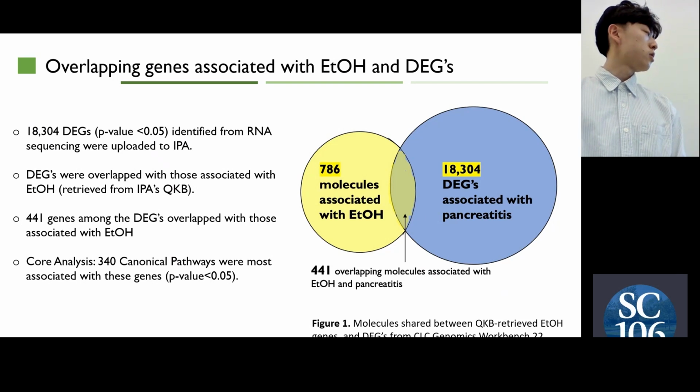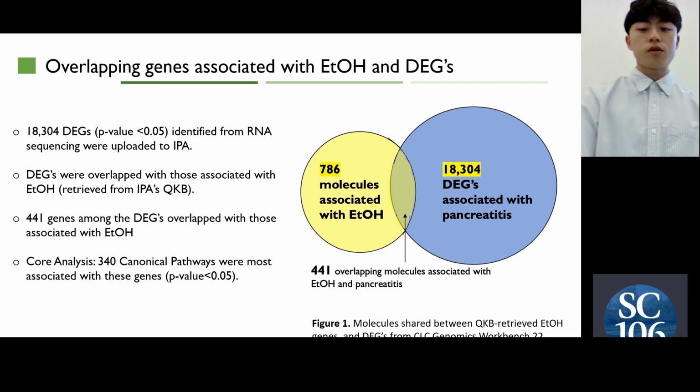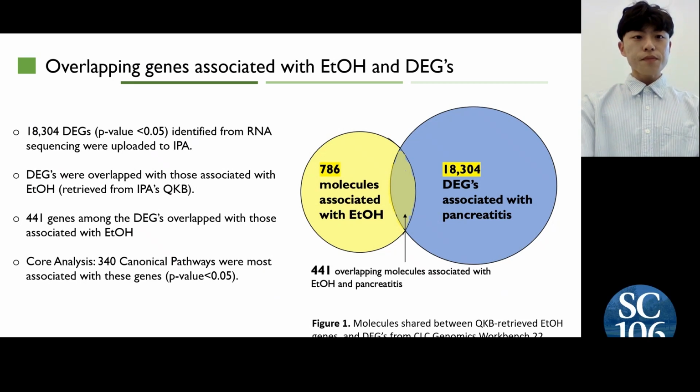The core analysis allowed us to determine the biological relationships between these molecules and any canonical pathways, and a total of 340 were identified with a p-value less than 0.05.